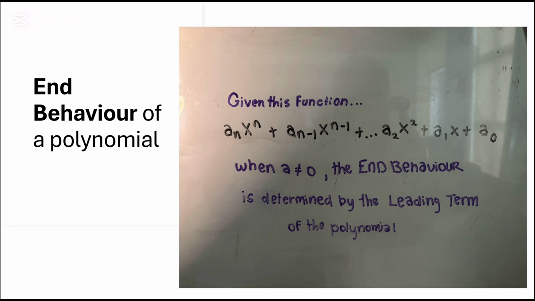So now let's look at the end behavior of a polynomial. How do you find end behavior? Using the standard form of a polynomial, when it does not equal 0, the end behavior is determined by the leading term of that polynomial.